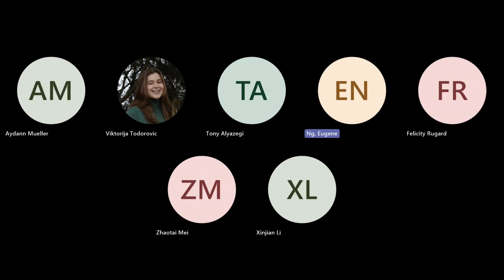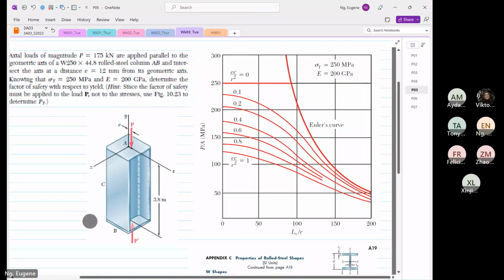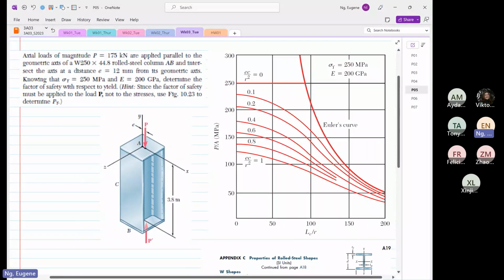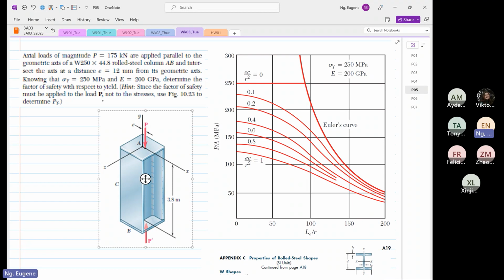So as mentioned before, we are going to use this chart to do this calculation over here. Okay, so we are going to determine the factor of safety with respect to yield. So this question gives a hint. Since the factor of safety must be applied to the load P, not to the stress, use figure 10.23 to determine Py. So this is figure 10.23, which is the graph on the right hand side.